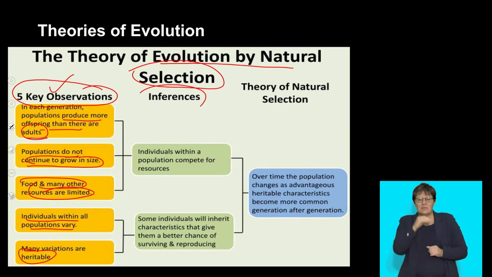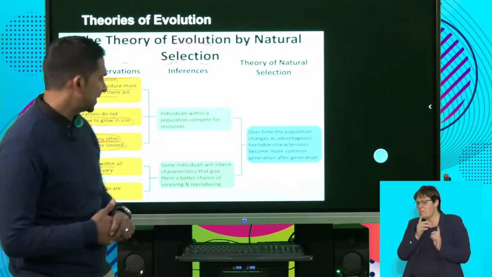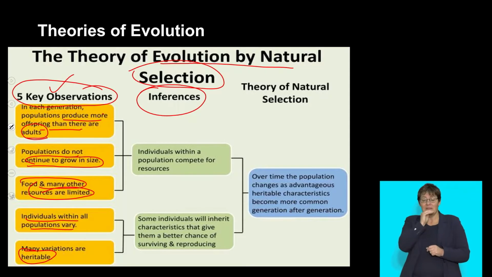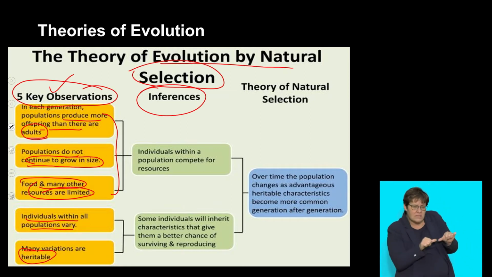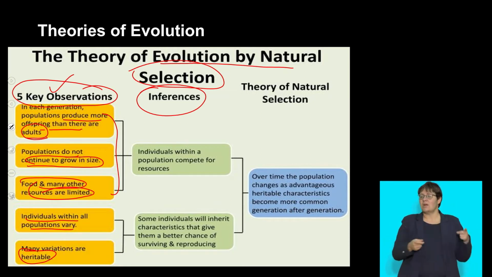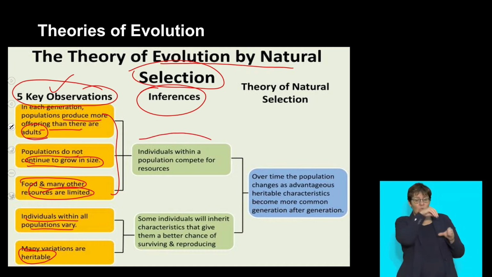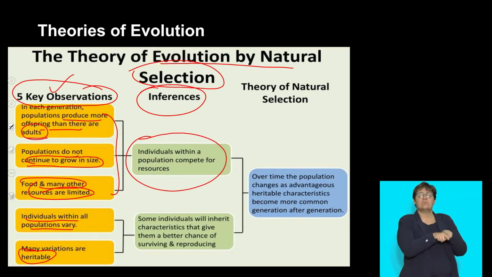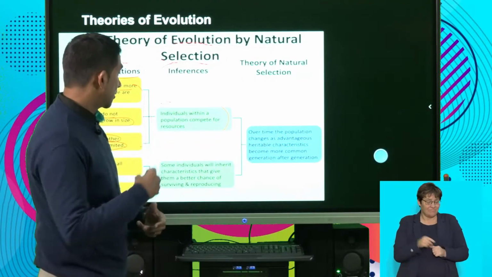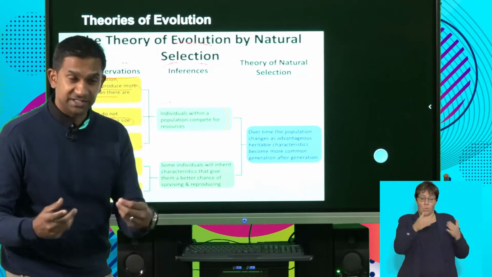What does this mean? So when we take those key observations, what can we infer from that? We can infer that these 3 concepts of many offspring, populations grow in size, and that they are limited resource point to that individuals within a population compete for resources, meaning that there is competition. And this competition promotes survival of the fittest.